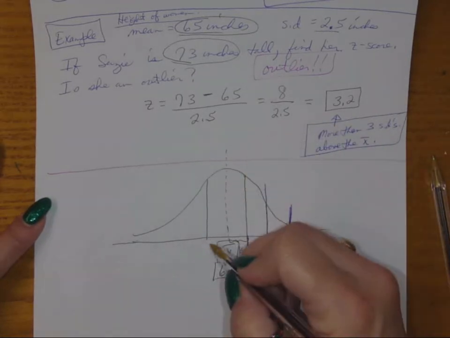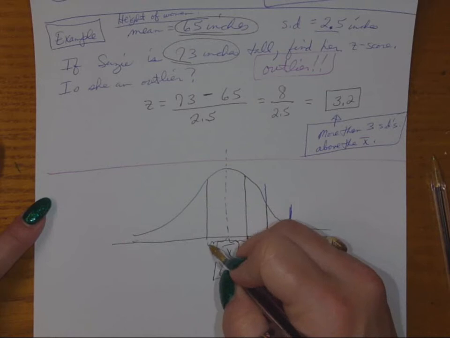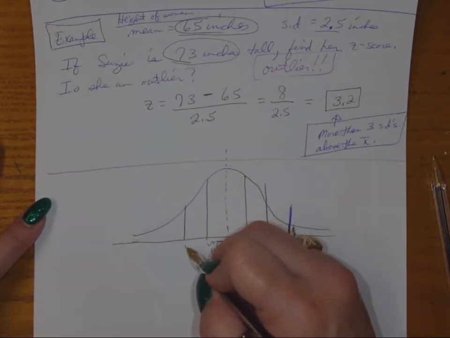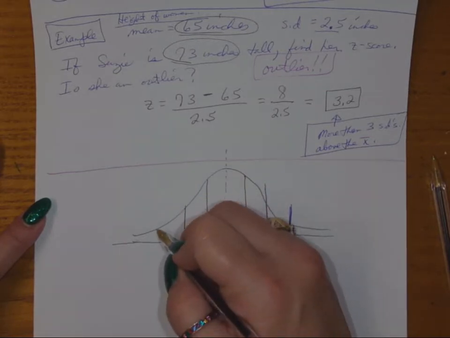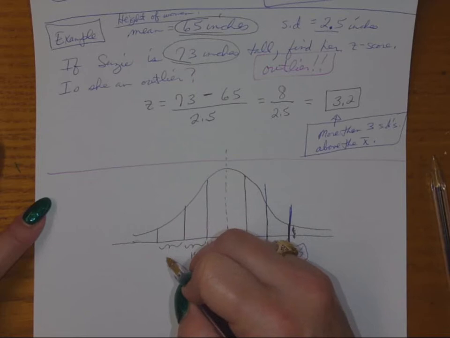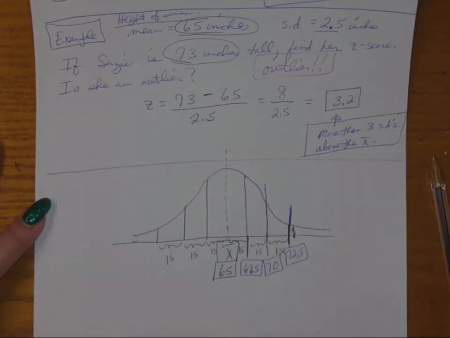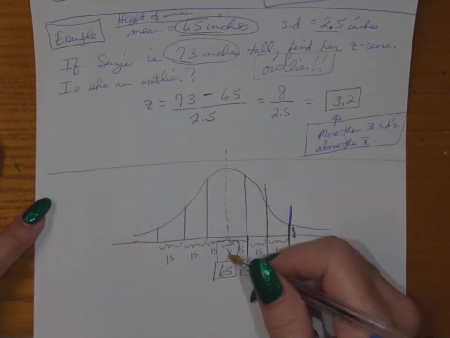All right, I want to do this same math but going in the negative direction, so we need 1 standard deviation below, 2 standard deviations below, 3 standard deviations below. And again, these should be about the same width.